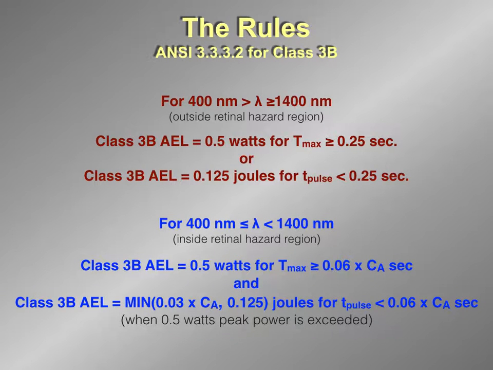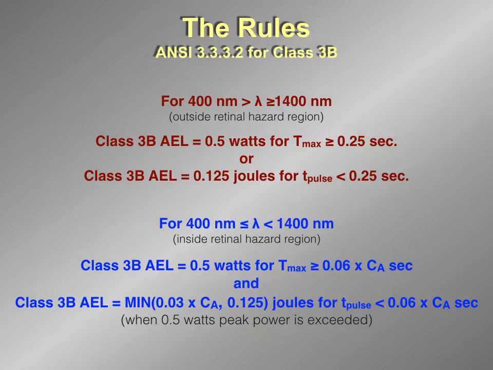Outside the retinal hazard region, we have an average power limit of a half a watt, and that is for Tmax being greater than or equal to a quarter of a second. If we're less than a quarter of a second, that would be T-pulse, and we have a limit set on T-pulse of 1/8 of a joule.